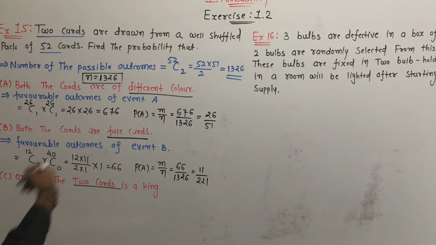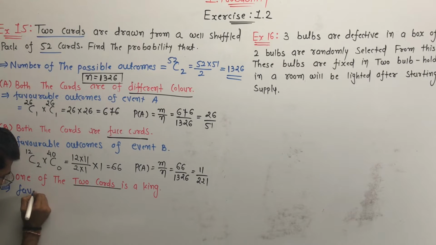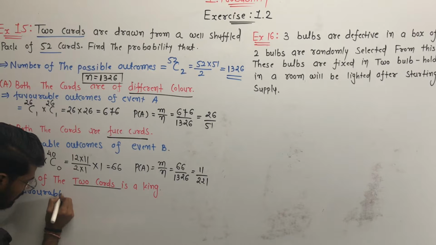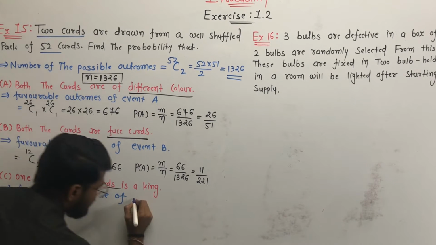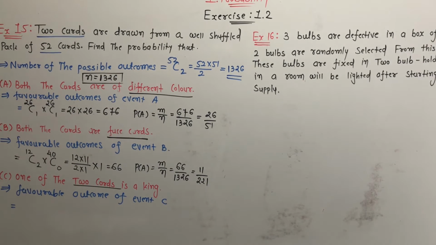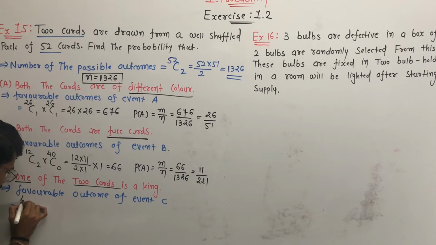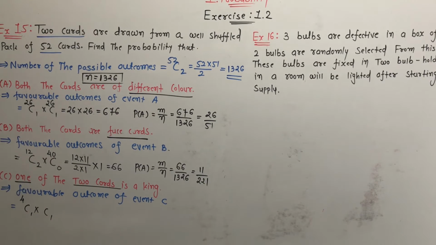Now this is our event C. So the number of favorable outcomes of event C is equal to: we have to select 1 card that is a king, so we select 1 card out of 4 kings. Now we have to select any card. We select 1 more card, because we have to select a total of 2 cards, and this card is selected from the remaining cards.